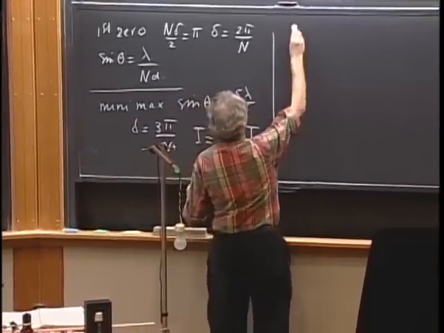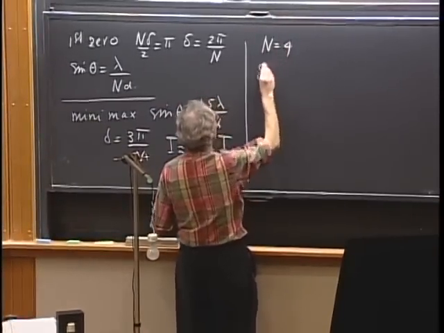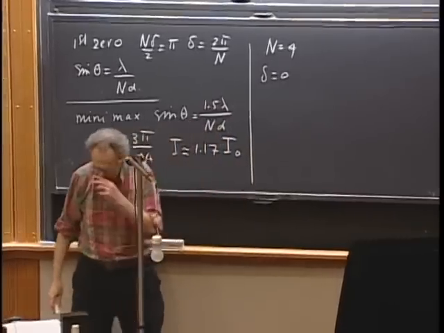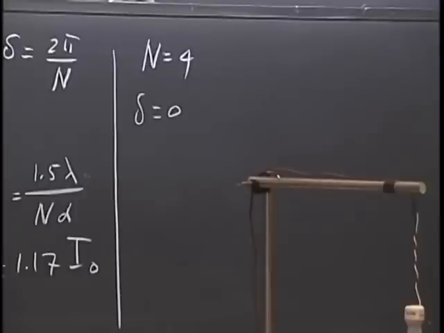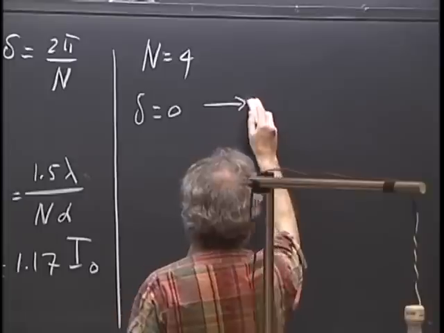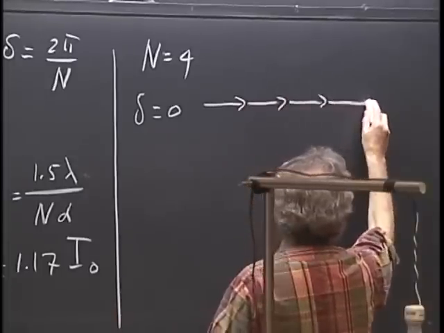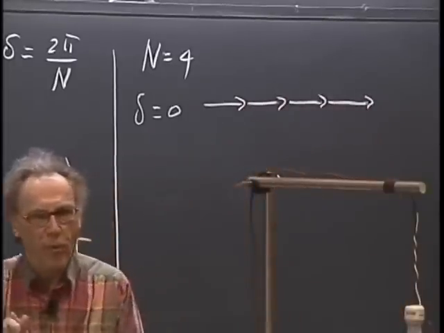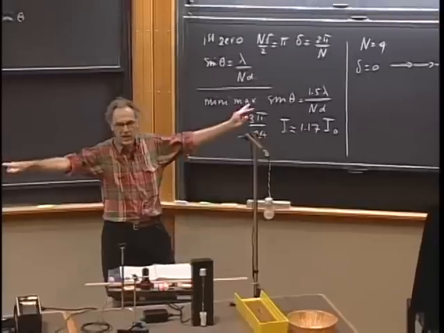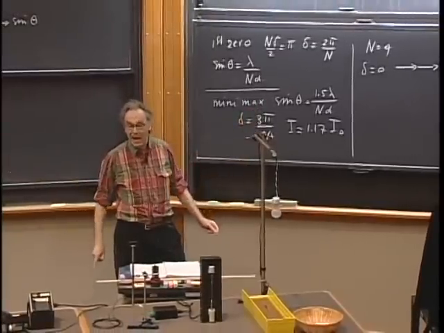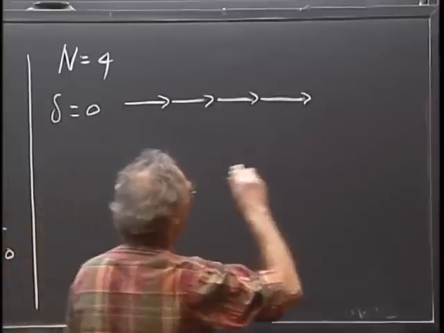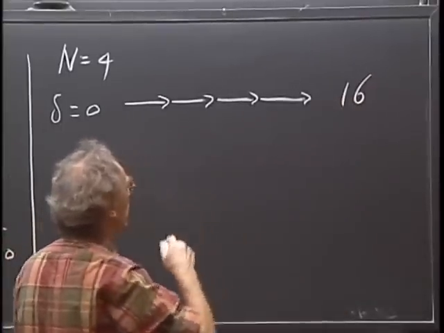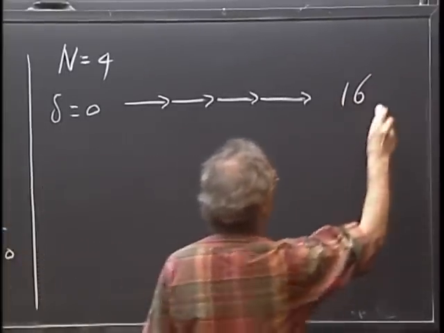So we have n equals 4. And I start with delta equals 0. So there is no phase difference between adjacent sources. So this is the E-vector of source number one, this is the E-vector of source number two, number three, and number four. All four E-vectors line up in the same direction, otherwise delta could not be zero. Therefore, I get 16 times the light, because I square 4E, and I get 16. So this is your factor of 16. And you get a maximum.